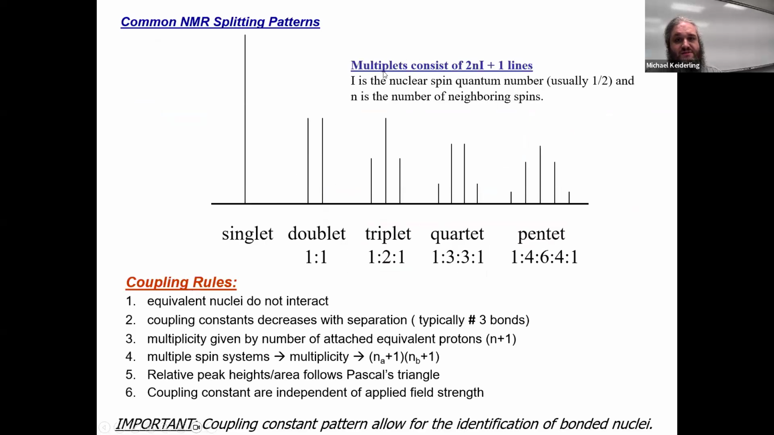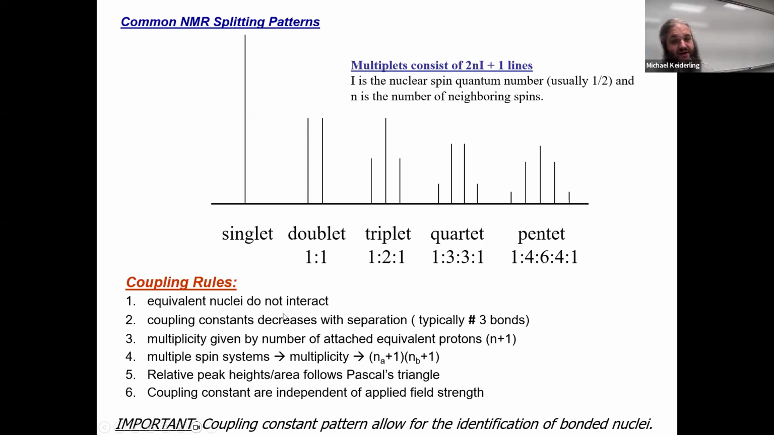So the multiplet splits consist of 2nI plus 1 lines, where I is the nuclear spin quantum number, that's usually a half, and N is the number of neighboring spins. So if it's on its own, you'll get a single line. If there's another neighboring spin, you'll get a doublet. 2 neighboring spins, you get a triplet. 3, a quartet. 4, a pentet.